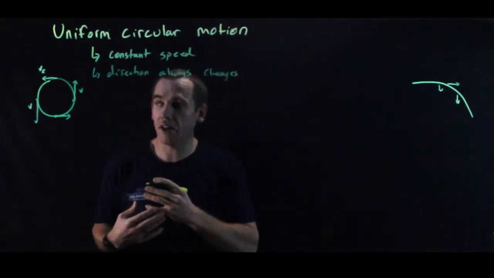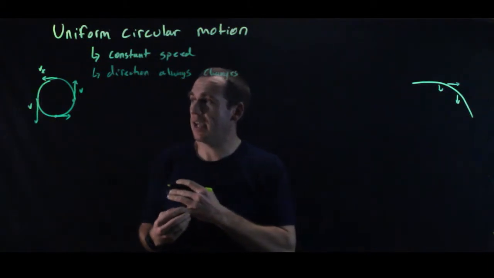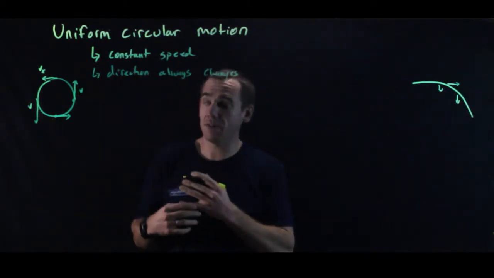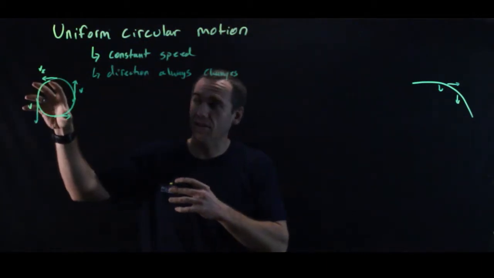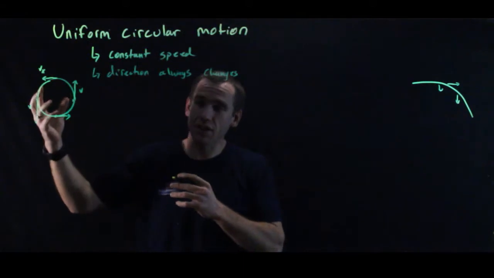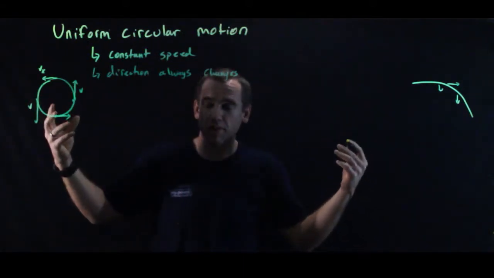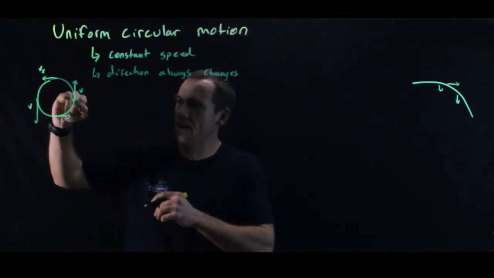Now, if that's the case, we know it is accelerating. We know Newton's first law says an object's velocity will remain constant unless acted upon by an unbalanced force. And constant velocity means constant speed, constant direction. And this is not a constant direction. And that means the velocity is changing, and that means there's an acceleration. And Newton's second law tells us, well, there must be a force. We'll get to the force part later. For now, let's just concentrate on the acceleration part.